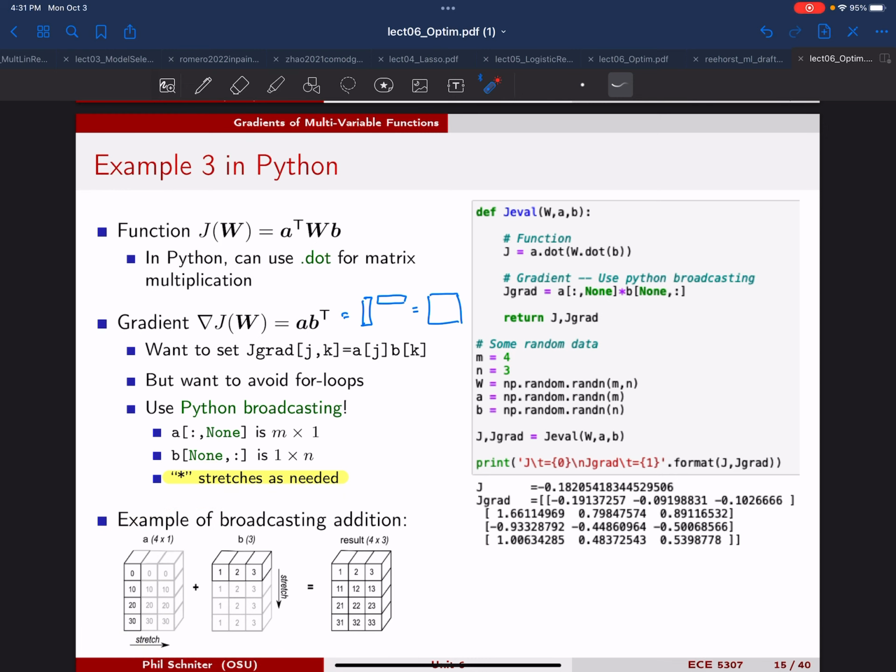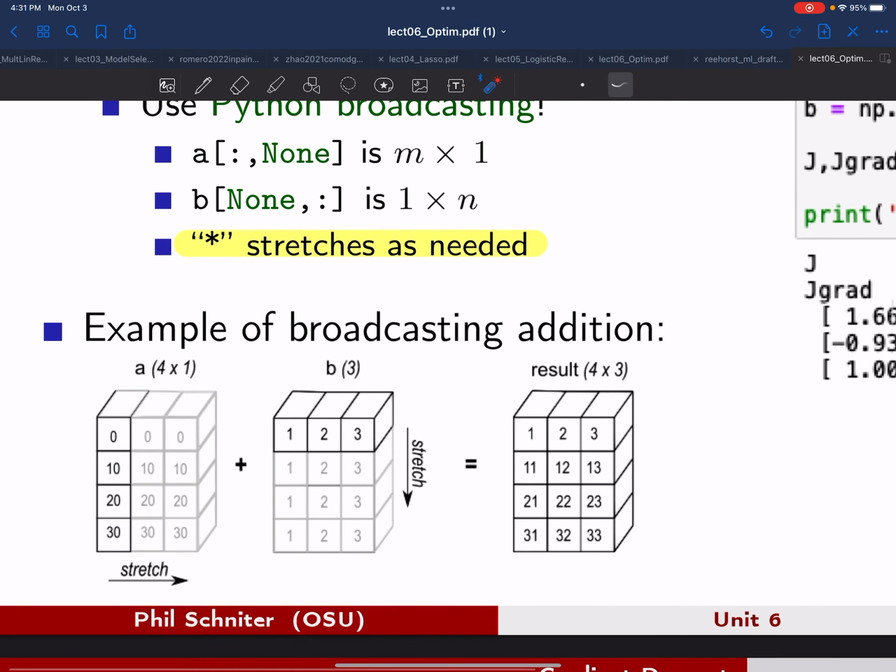Okay, so let's say that we start with a vector A, which is 0, 10, 20, 30. The first thing we do is expand that, so it starts out 4 by 1, or yeah, we basically make it a 4 by 1 quantity. And then let's say B is 1, 2, 3. We do this, and now it's a 1 by 3 quantity like this.